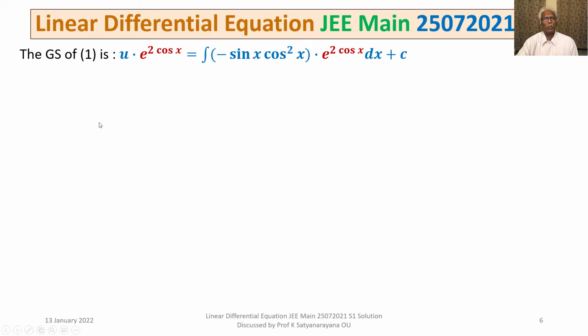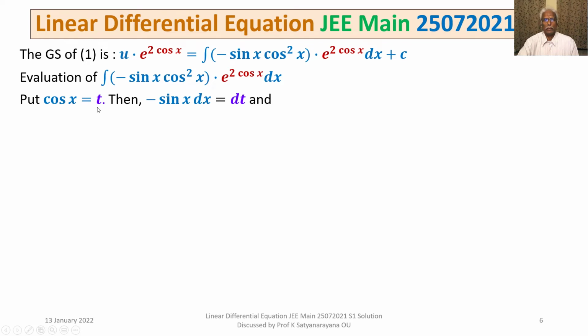And now I will show you the evaluation of this integral. So evaluation of this integral minus sin x cos square x into e power 2 cos x dx. Now put cos x is equal to t, then differentiating minus sin x dx is equal to dt, then the given integral becomes integral cos square x, that is t square, into e power 2 t, minus sin x dx is dt. So integral t square e power 2 t dt. This we integrate by parts and repeatedly.